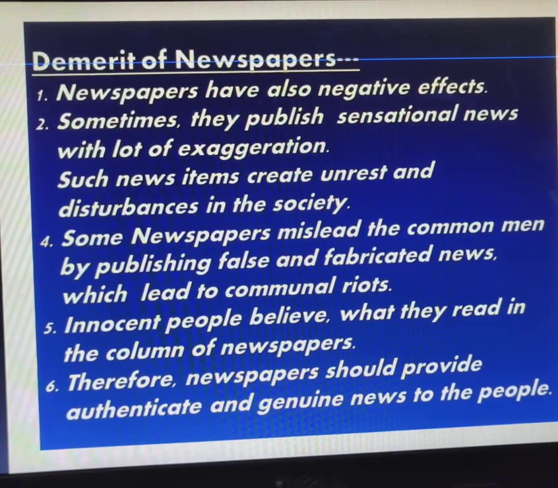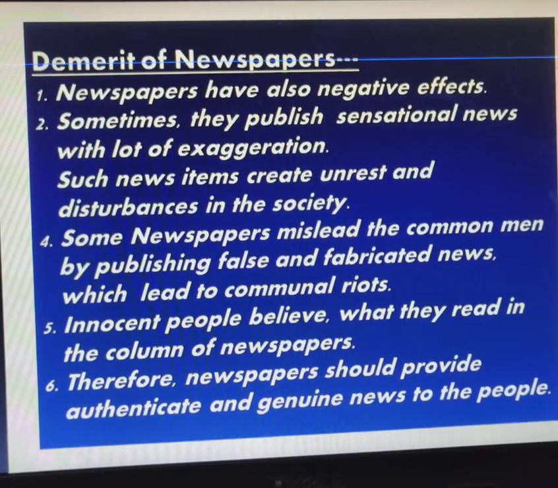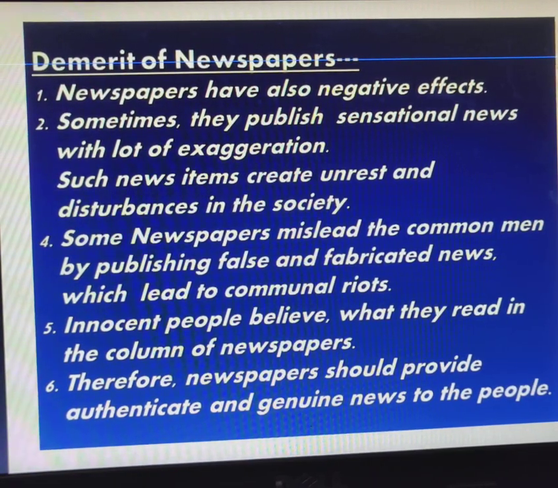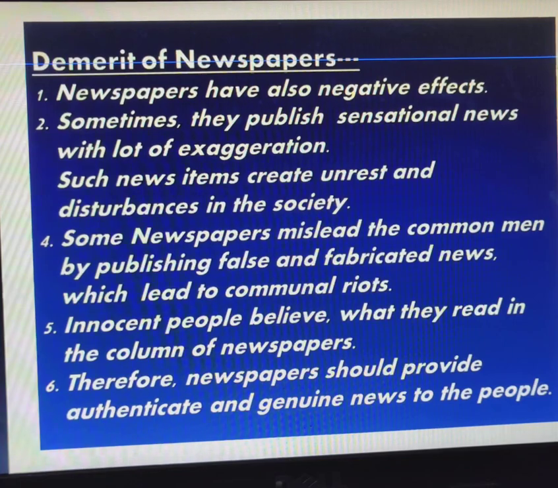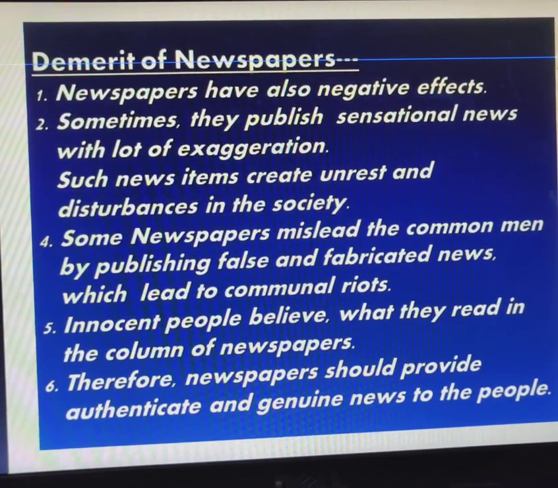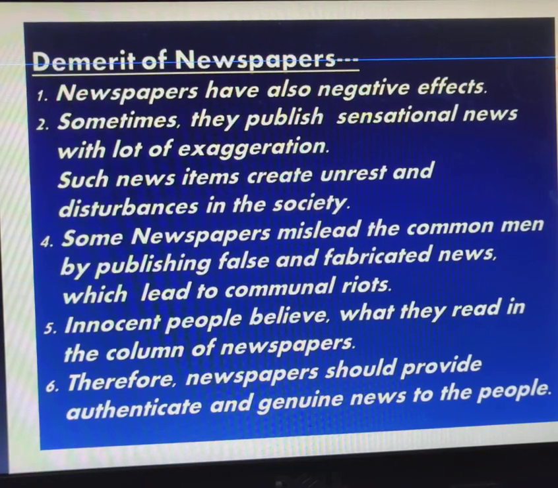Demerits of newspapers. Newspapers also have negative effects. Sometimes they publish sensational news with a lot of exaggeration. Such news items create unrest and disturbances in society. Some newspapers mislead the common man by publishing false and fabricated news, which leads to communal riots. Innocent people believe what they read in the columns of newspapers. Therefore, newspapers should provide authentic and genuine news to the people.